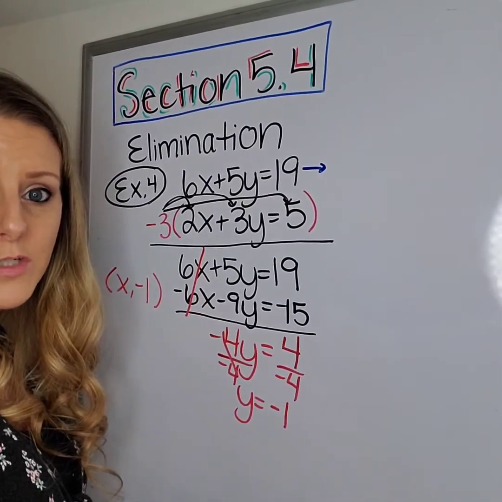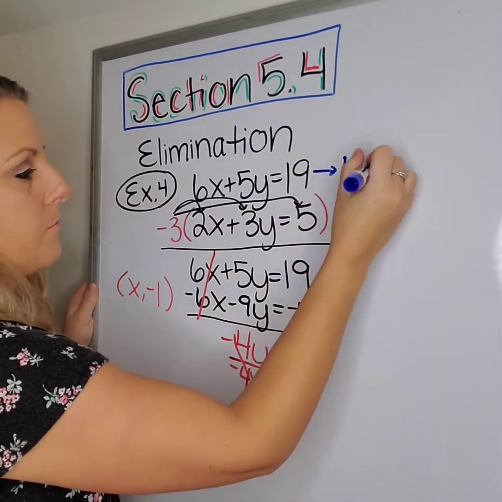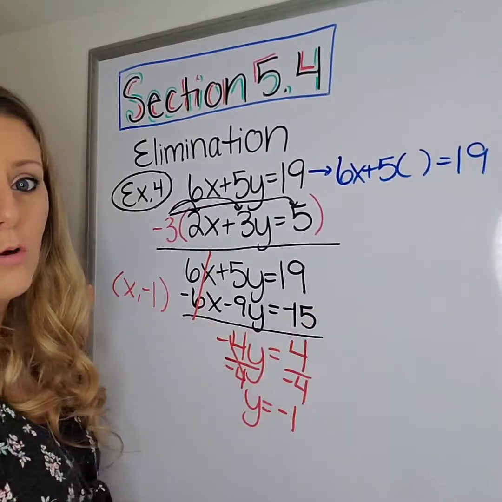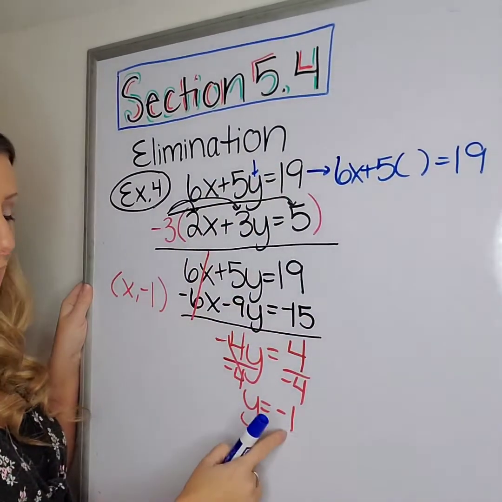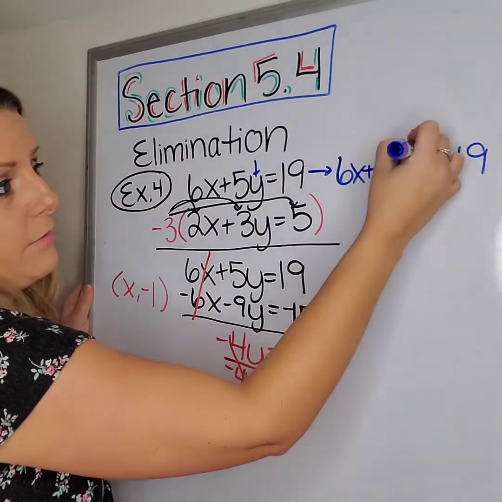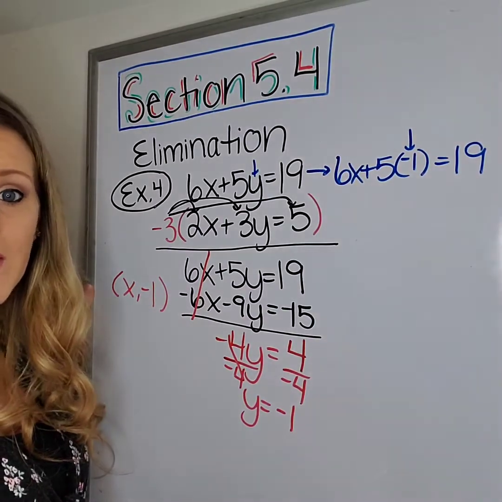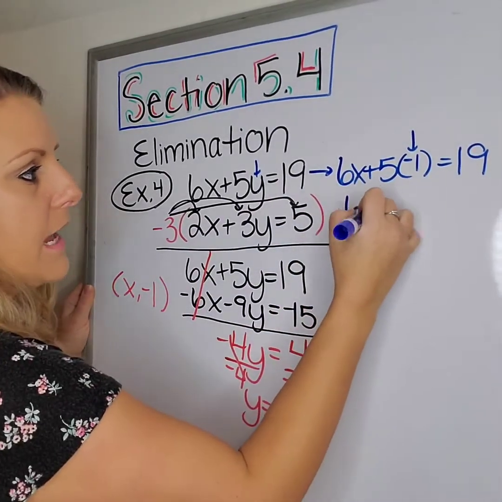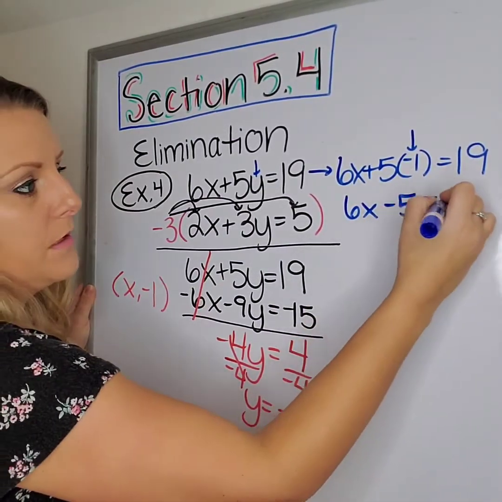Okay, so let me scooch it over so you can see it a little bit better. We're going to do 6x plus 5y equals 19. And you'll notice I left the blank where the y was, right here, because y is -1. So I'm going to replace the y with a -1. And now I can figure out what my x is because I only have an x in my problem now. So I've got 6x. 5 times -1 is just -5 equals 19.